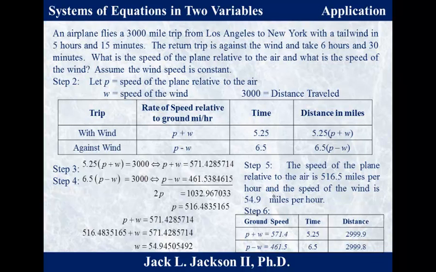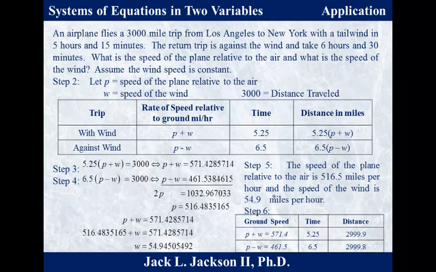Now what I'm going to do is divide both sides of the first equation by 5.25, and for the second one we're going to divide both sides by 6.5. So this solves for P plus W and P minus W, which are actually the speeds relative to the ground. The 571.42, etc., that we get, let's say about 571.4, is the speed that the plane is making relative to the ground on the trip from LA to New York.